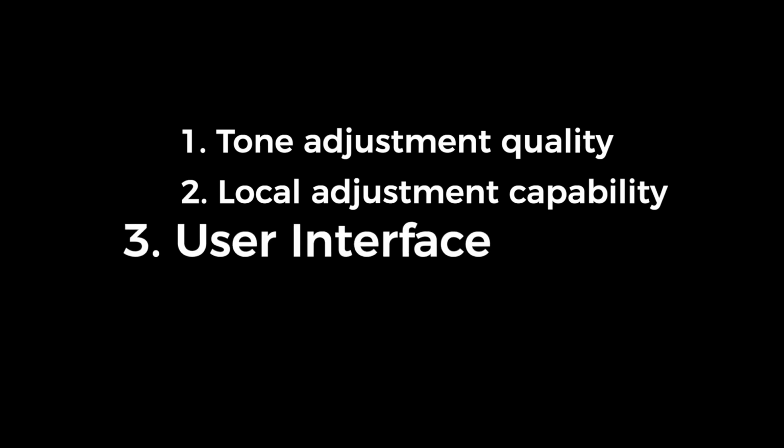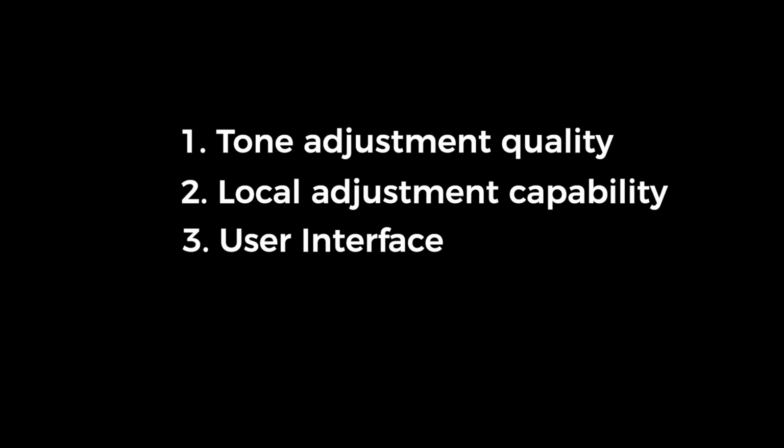Number two is local adjustment capability. This criteria is new for this year. The photo editor should allow for adjustments to be applied only on select portions of an image for a more refined adjustment. Number three is an intuitive user interface. The interface should be understandable without the need for a manual. It should also be fast and fluid. And number four is the price. The features you get should represent great value.